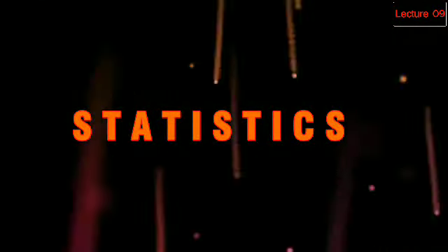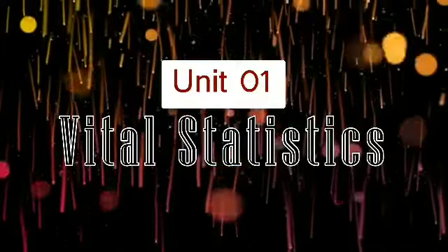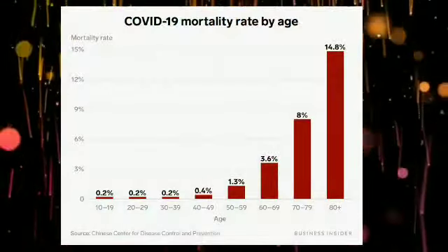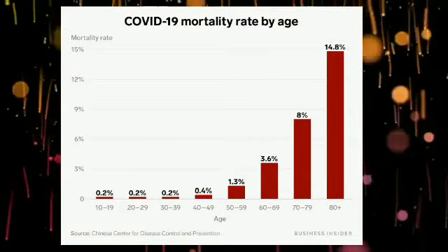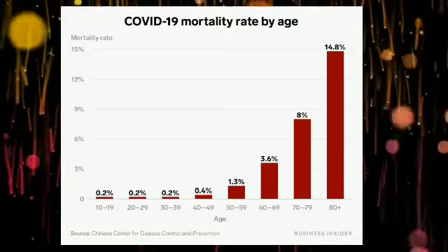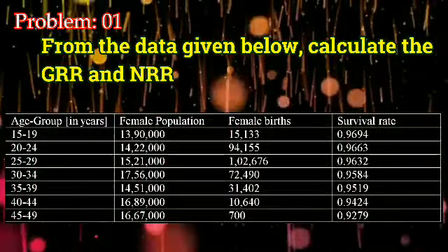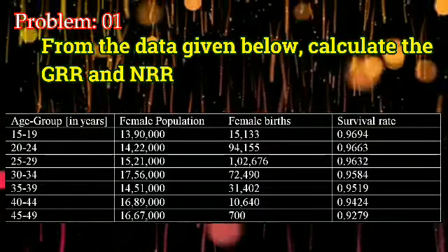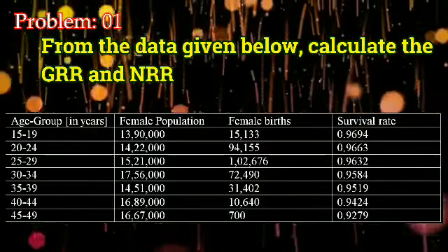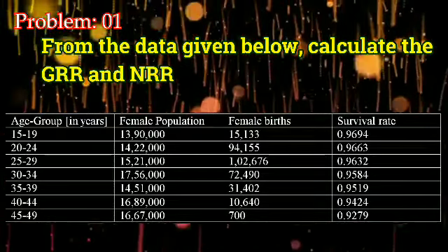In the previous video, we solved a few problems based on GRR and based on NRR separately. But in today's class, let us find both GRR and NRR for the given set of data. So, refer to the question given in the slide. Here, age groups are given along with female population, female live births and survival rate. Your question is to find GRR and NRR.